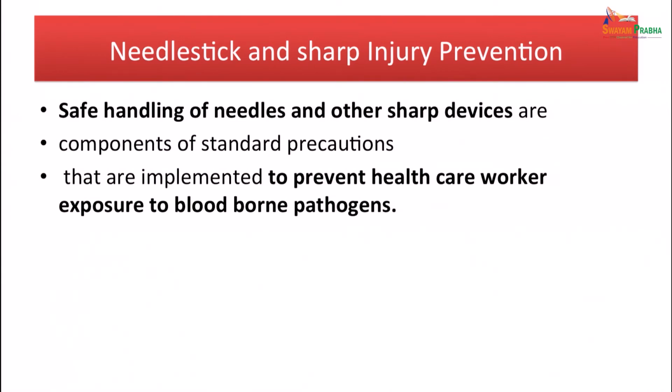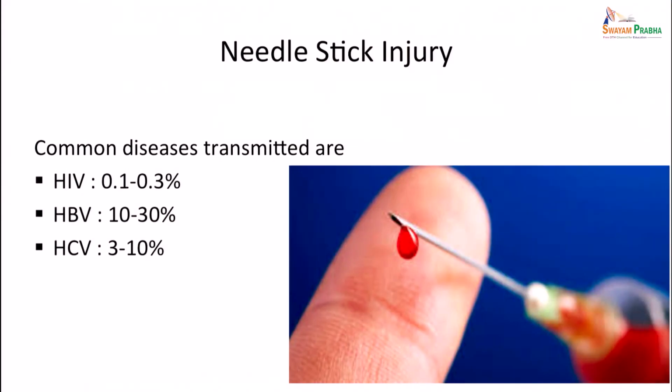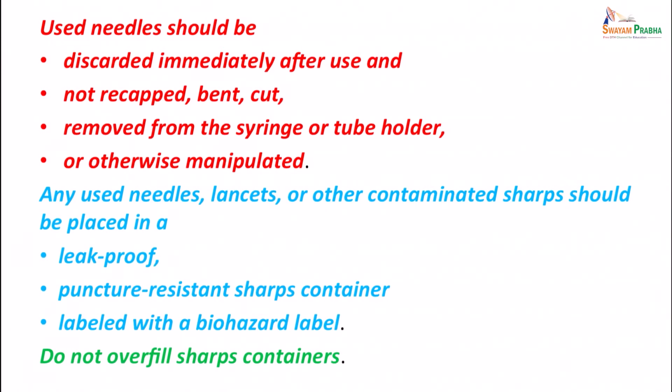As far as needle stick and sharp injury prevention is concerned, safe handling is important. These are important components of standard precautions that are implemented to prevent exposure to blood. Needle stick injury is seen to transmit HIV in 0.1 to 0.3%, HBV in 10 to 30%, HCV in 3 to 10%. So, how should you take care?